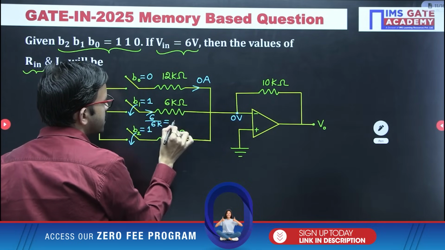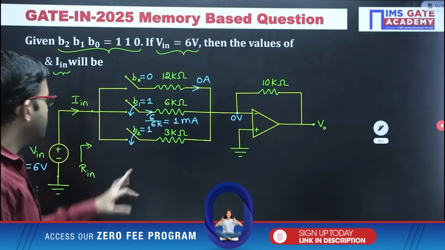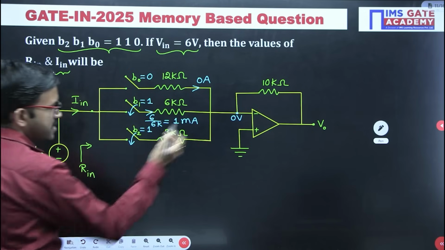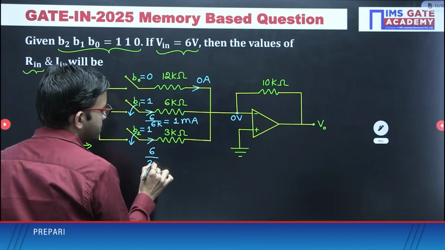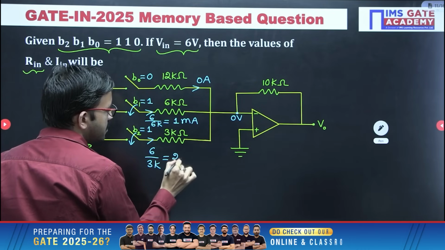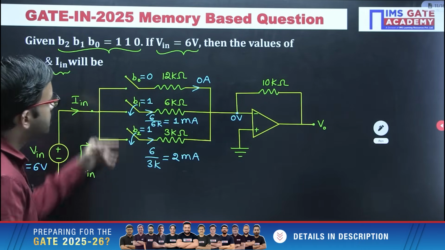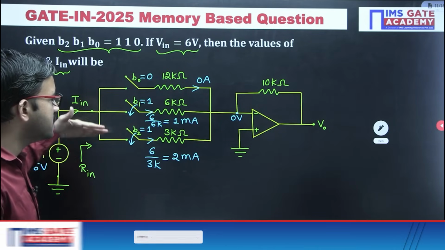6 divided by 6k, that means 1 milliampere. That's all. Similarly, in this particular branch, how much current is flowing? Once again, 6 minus 0, that is 6 divided by 3k. So 6 by 3 is nothing but 2, and 1 by k is nothing but milli. Now just observe, in this particular branch no current flows. In this branch 1 milliampere, in this branch 2 milliampere.